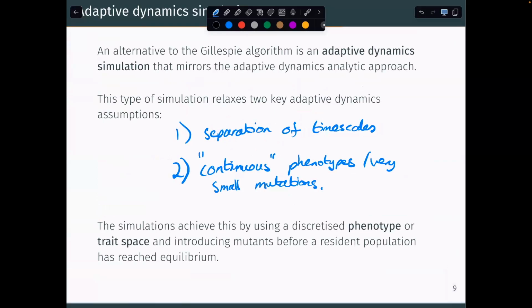Okay. How do the simulations do this? Well, you mentioned the second one just now. We discretize our phenotype rather than assuming that it's continuous. I refer to this as a phenotype or trait space. When I say trait space, all I mean is essentially what is our trait that is evolving. In this case, the model at the start, it was X. That was the trait that was evolving, and so I'm just discretizing that. This first one we relax by introducing these mutants before our resident population has approached its equilibrium. Okay.